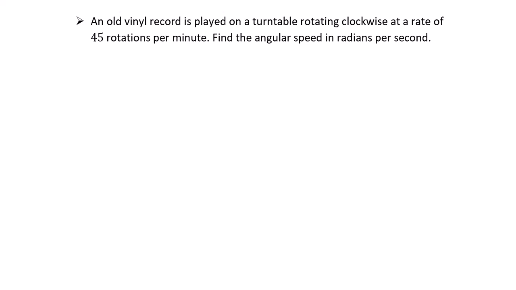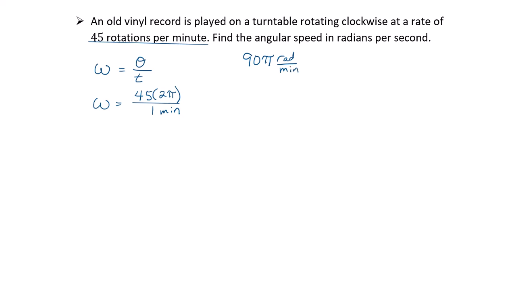An old vinyl record is played on a turntable rotating clockwise at a rate of 45 rotations per minute. Find the angular speed in radians per second. I know that omega is equal to theta divided by t. I know omega then is going to be equal to 45 times 2 pi rotations divided by 1 minute. This uses 45 rotations per minute, that piece of information. Now, 90 pi radians per minute is my omega.